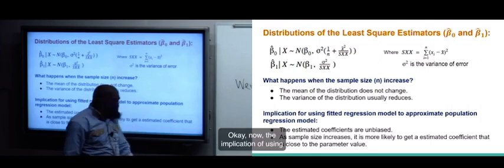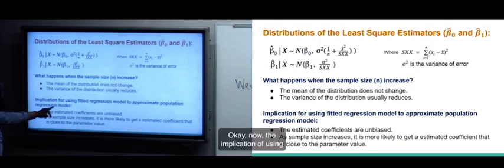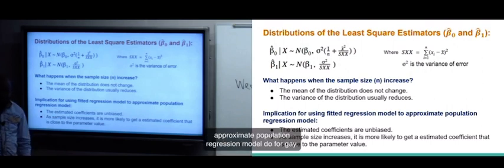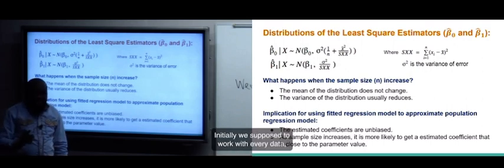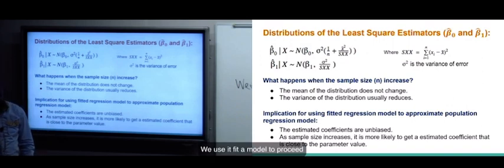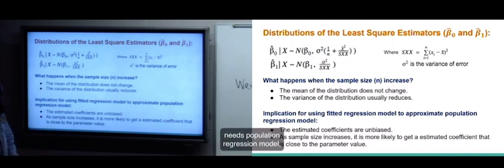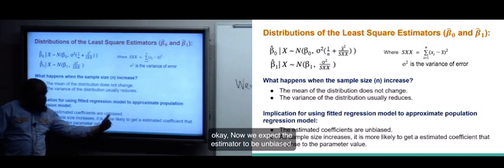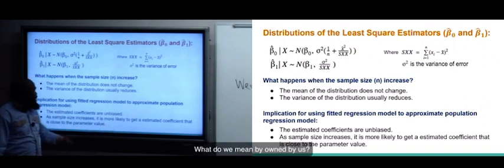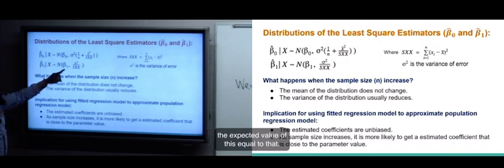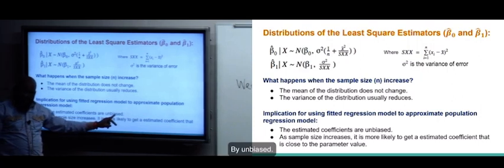That's what we want. Now, the implication of using the fitted regression model to approximate the population regression model: don't forget, initially we're supposed to work with every data point, but we don't have resources for that. And you know what we're trying to do? We're using the fitted model to approximate the population regression model. Now we expect the estimated coefficient to be unbiased. What do we mean by unbiased? That is when the expected value of this equals that. The expected value of this equals that.